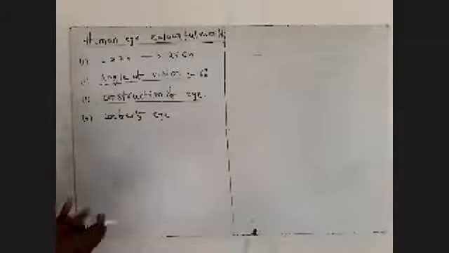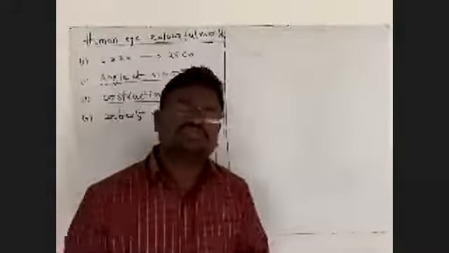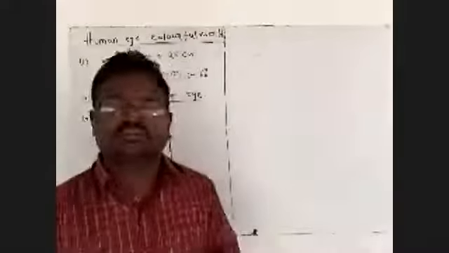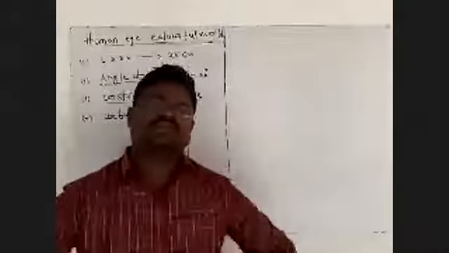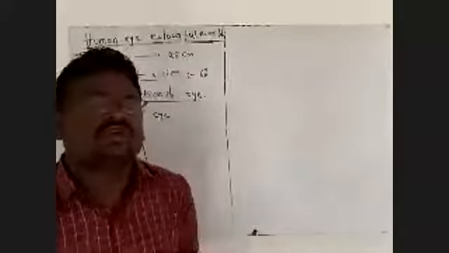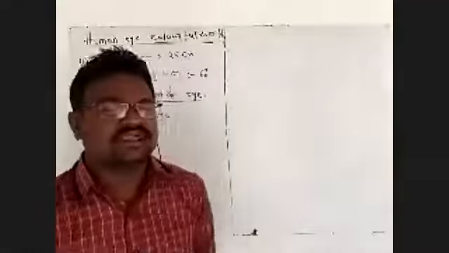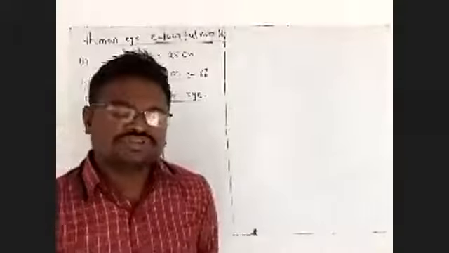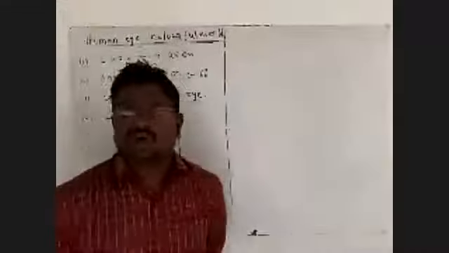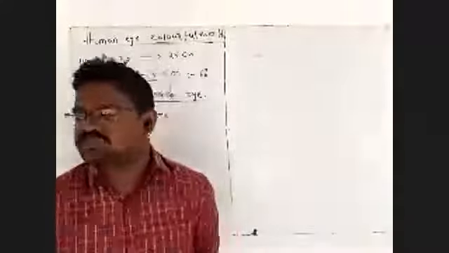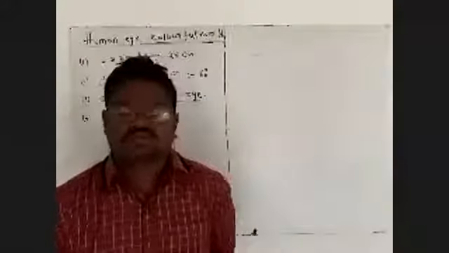Okay. Next, the retina. What is the use of the retina? The image is formed by the lens on the retina, and the retina has millions of rods and cones. What is the use of the rods and cones? Cones identify the colors, and rods identify the intensity of the light.